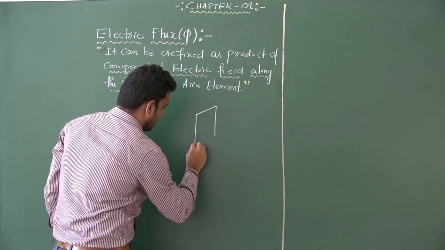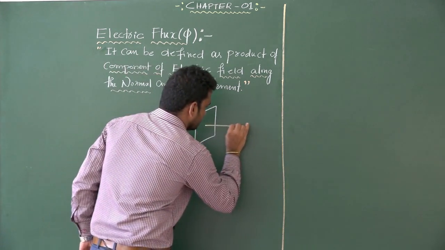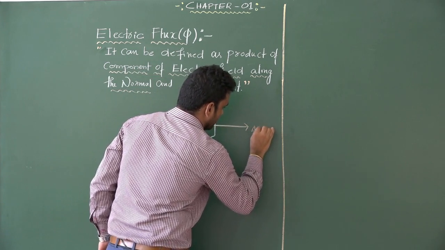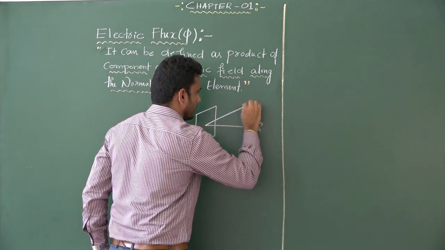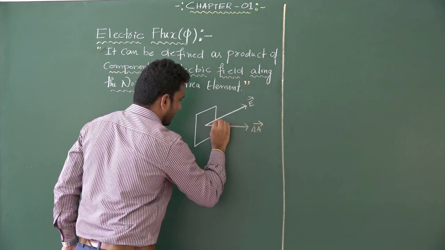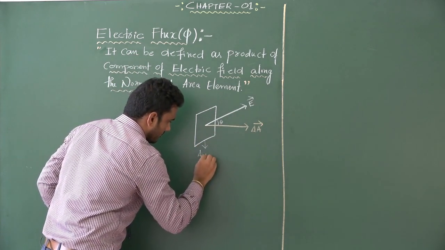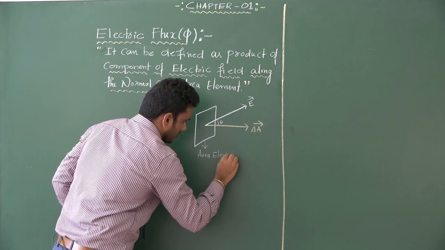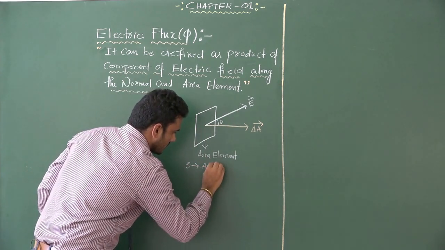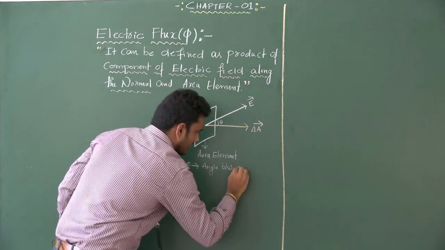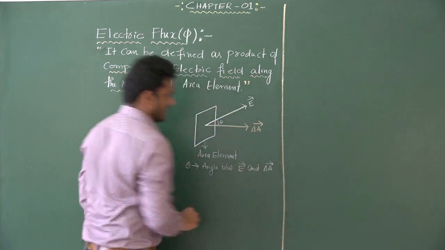I consider an area element, electric field, and theta. So this is the area element, and we have a theta. Theta is the angle between the electric field and the area element, that is delta A.